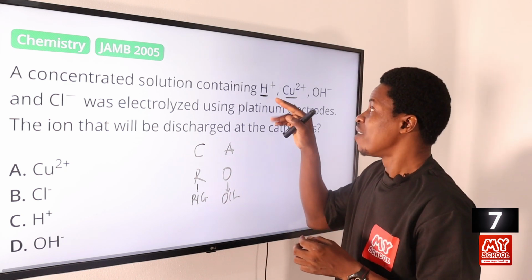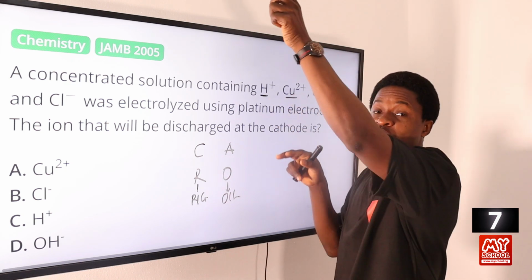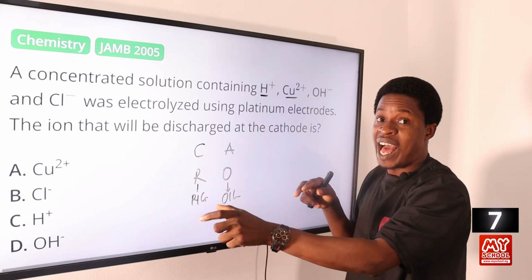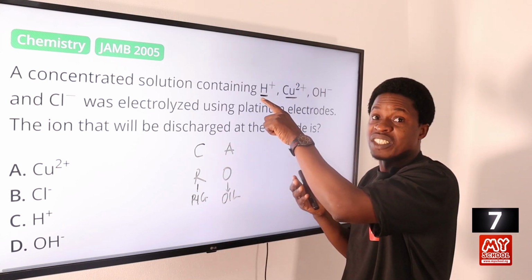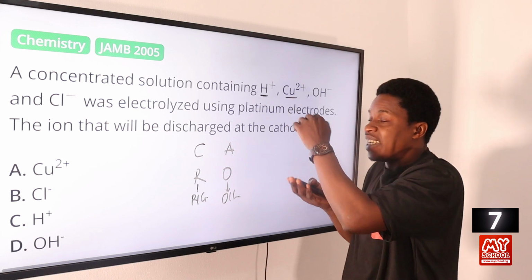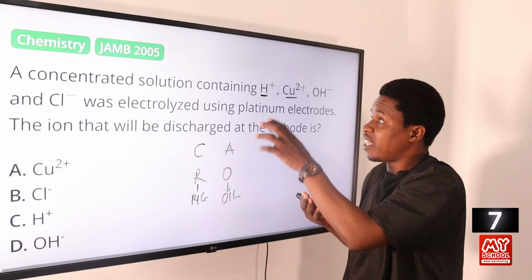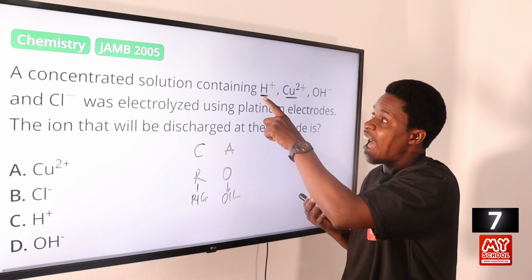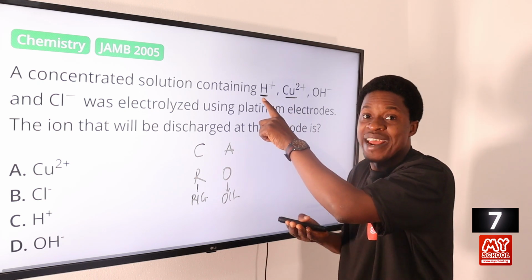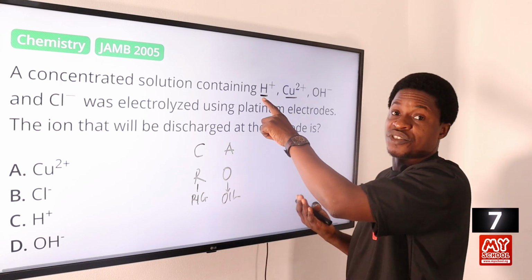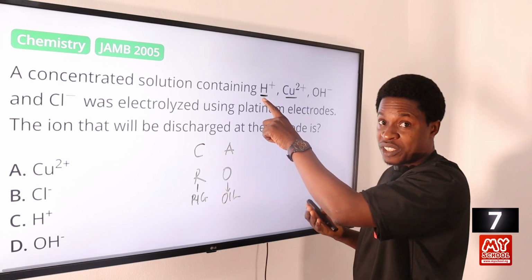So between these two, copper in the electrochemical series is below hydrogen. So which means copper is below hydrogen. Hydrogen is higher than copper when you talk in increasing order. So which means hydrogen ion requires more energy to get reduced to hydrogen gas.